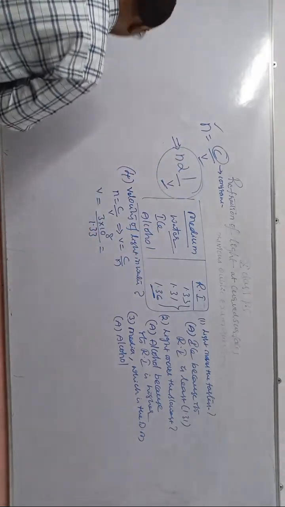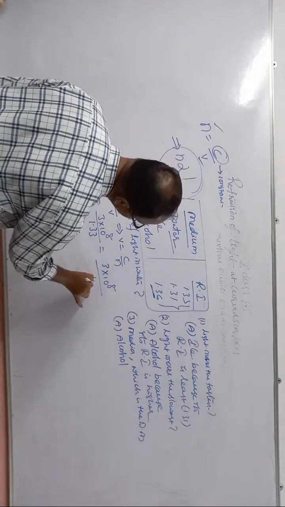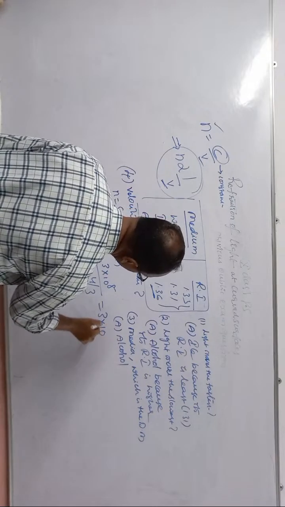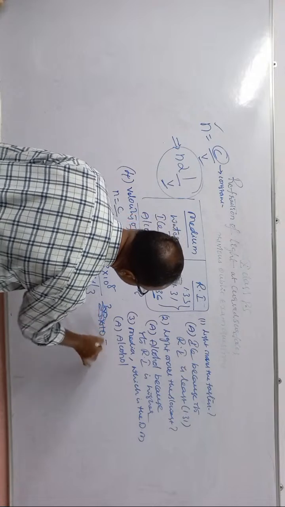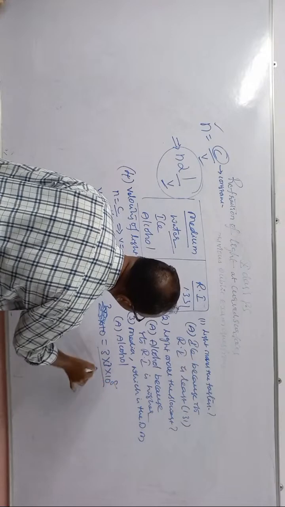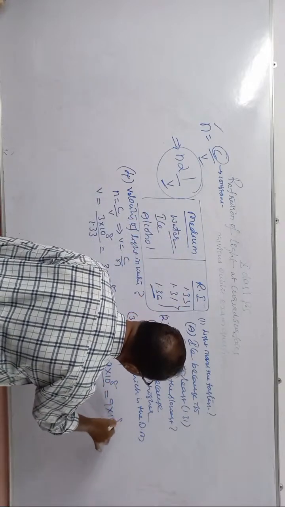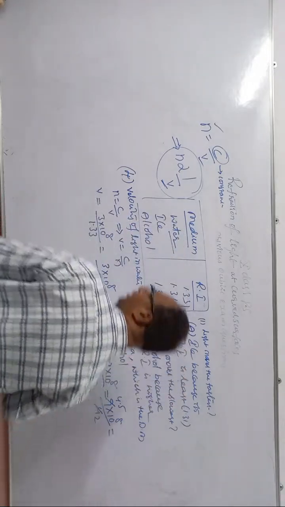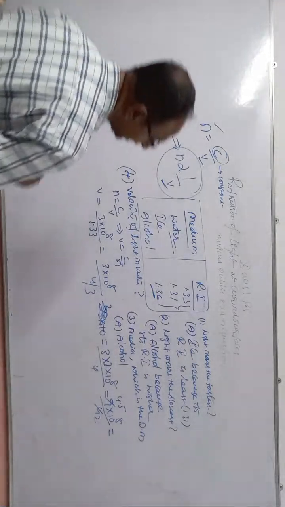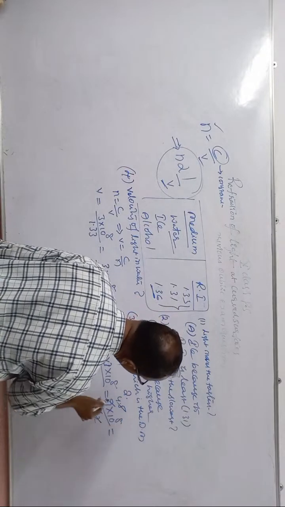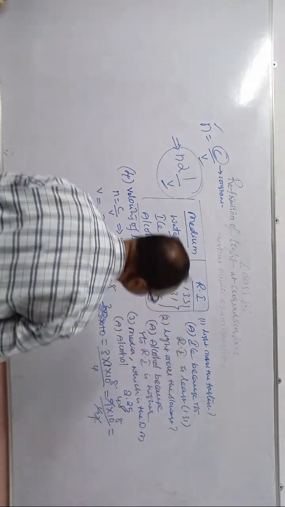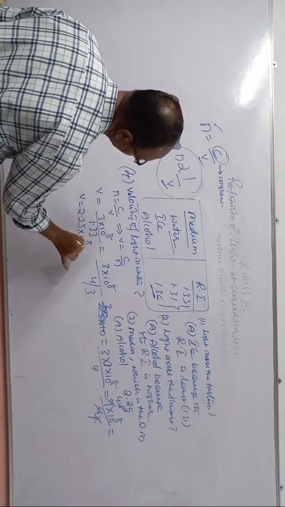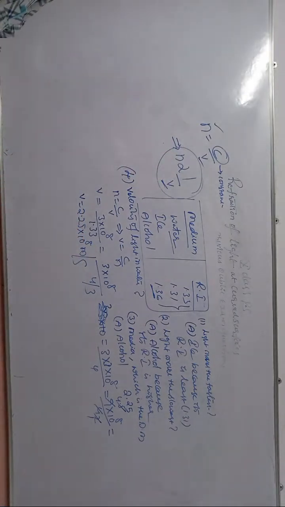1.33, which you can write as 4 by 3. So v equals 3 into 10 power 8 by 4 by 3, which is 3 into 3 into 10 power 8 by 4, that is 9 into 10 power 8 by 4. On cancellation this gives 2.25 into 10 power 8 meters per second. So students, questions can be asked in this chapter by giving a table like this.